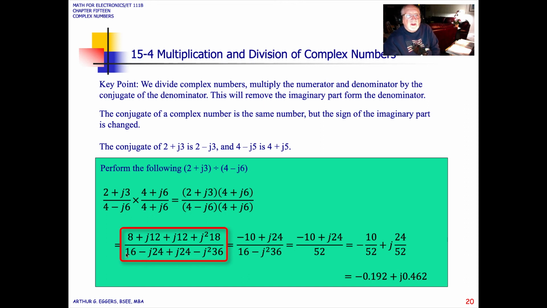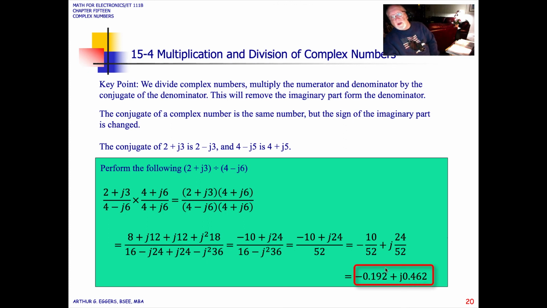So when we do this, you can see we have plus 24 minus 24. Those cancel out. The j squared becomes a negative value on the 36. So now we have 16 and 36 that we've added together to give us 52. Okay, now we can separate these out. 10 over 52, 24 over 52, and run it through your calculator. 52 into 10 goes 0.192. 52 into 24 goes 0.462. And you are done. Again, you cannot combine these.